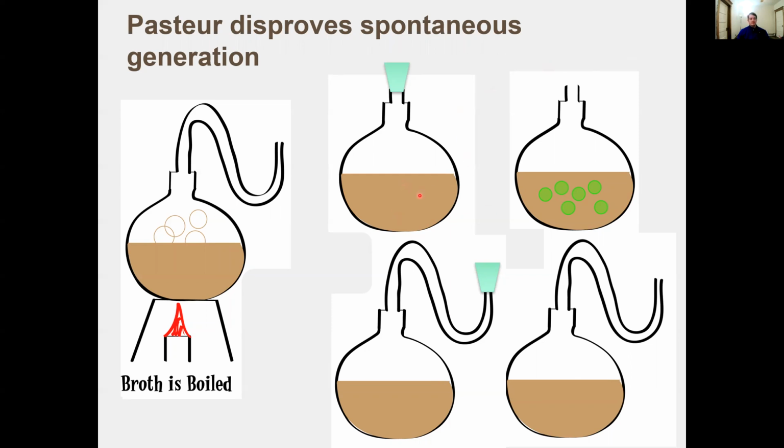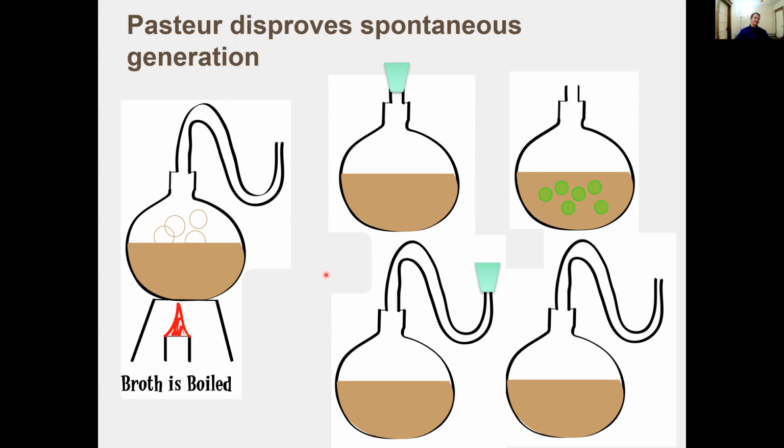So he did that to kill the existing microbes, and then he left both of the broths to sit at room temperature and expose them to the air. So he opened these corks, he left them like that. And then after several weeks, he noticed that the broth in the straight neck flask, the one at the top, was discolored and cloudy, while the broth in the curved neck flask had not changed.